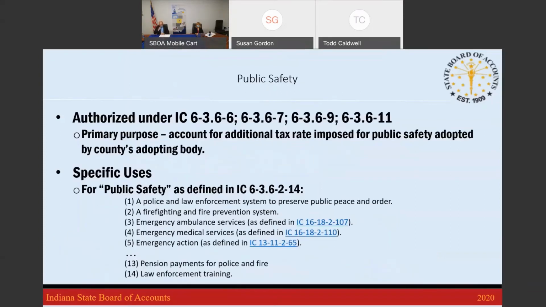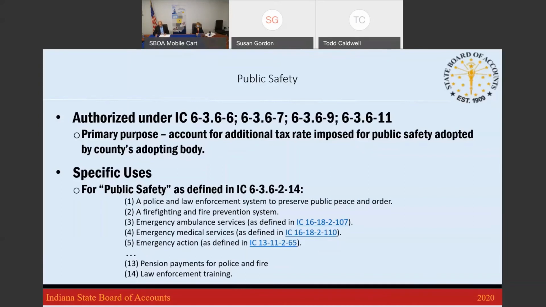The last fund I wanted to talk about is the Public Safety Fund. It's authorized under several sections in Indiana Code 6-3.6. It's used to account for the additional tax rate imposed by your county, if your county has one, for public safety. We get a lot of questions about what we can use this money for.